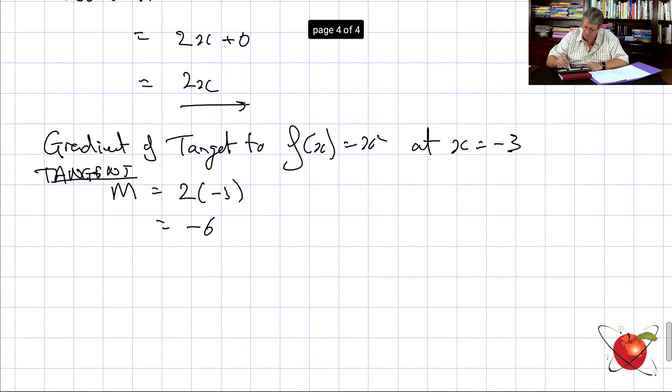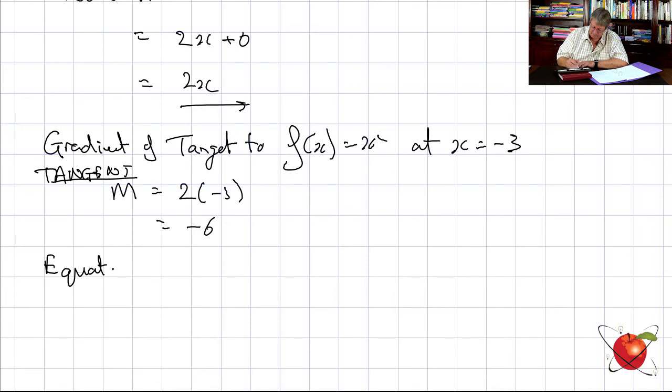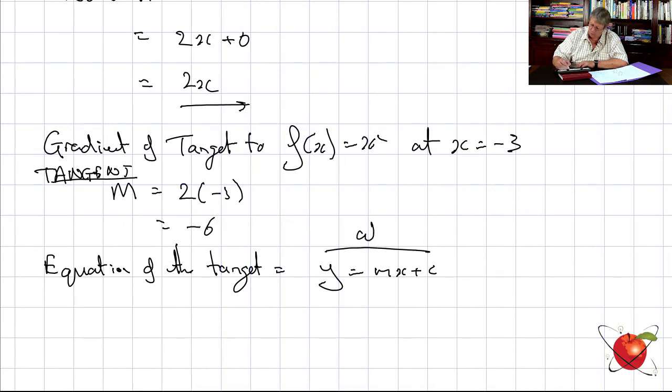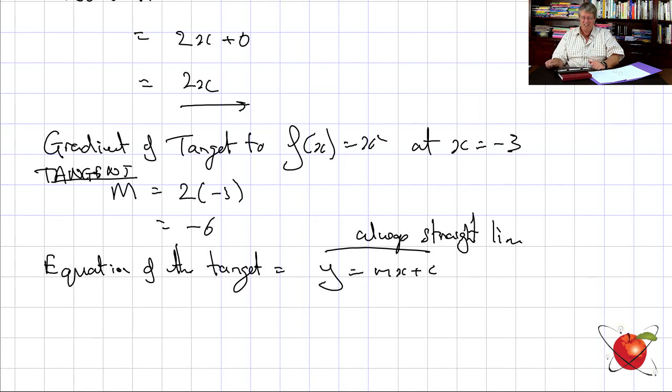So what is the equation of the tangent then? Well, the equation of the tangent is y equals mx plus c. Always a straight line. Why? Because that's the definition of a tangent. It touches it at that point. It's a straight line that touches it at that point.